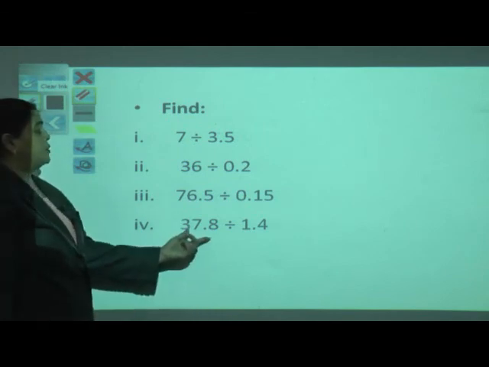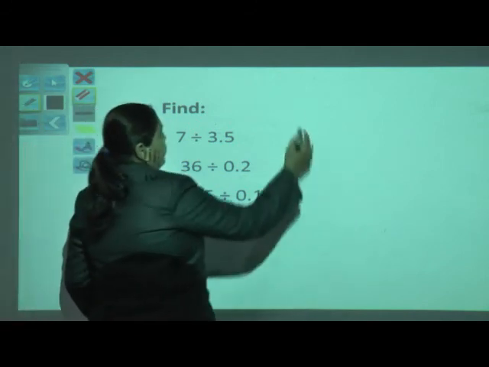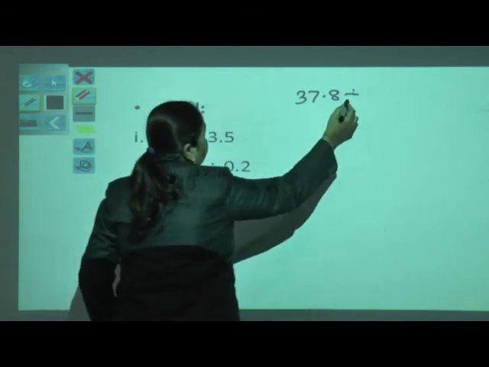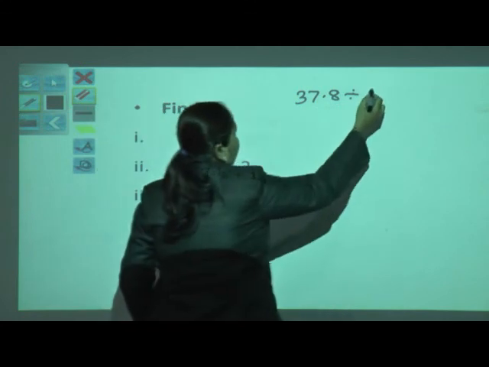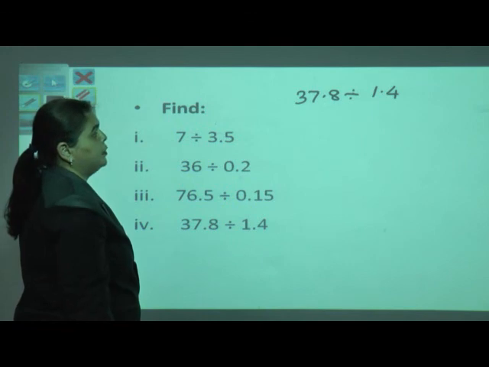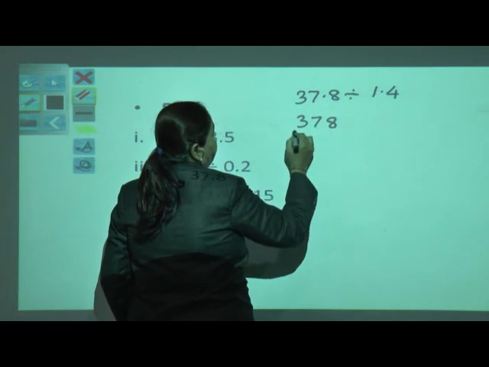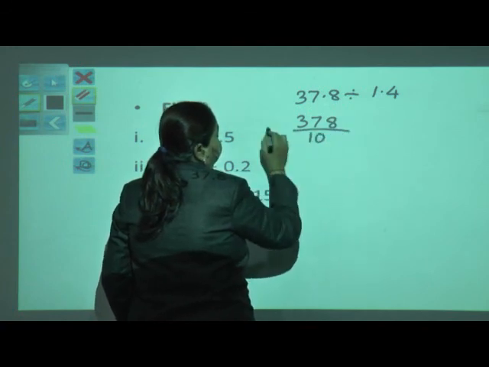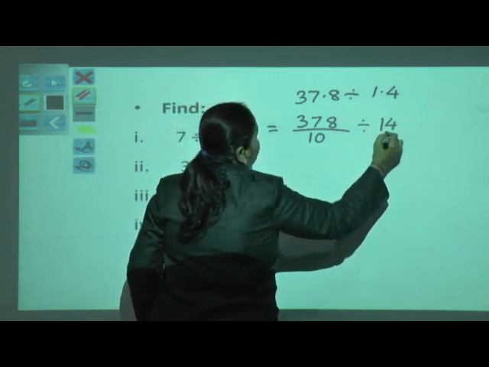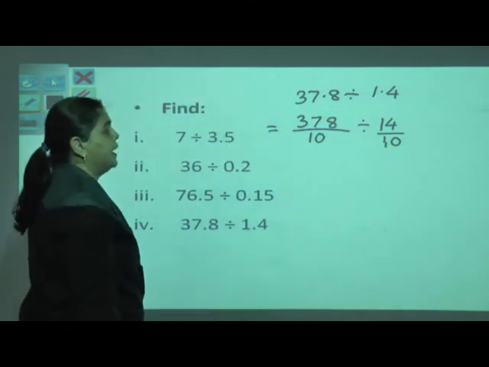Now, one more sum we will try to solve. 37.8 divided by 1.4. This is also very similar to the previous sum we had done. We have to write it in fraction form. This is 378 upon 10 divided by 14 upon 10, because after the decimal we have one digit, so we write it as 10.